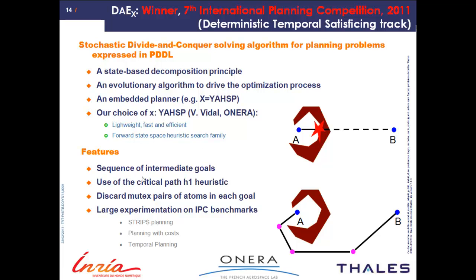We make use of a number of heuristics within the algorithm, including the H1 heuristic to determine for each ground atom the earliest possible starting time, and heuristics to discard pairs of mutually exclusive atoms in each intermediate goal. We conducted a number of experiments on IPC benchmarks, including problems in the classical planning category, in the cost-based category, and in temporal planning as well.